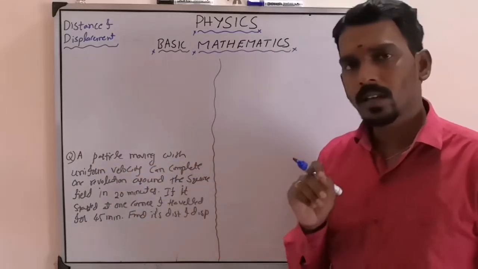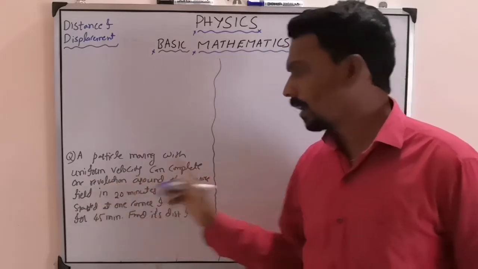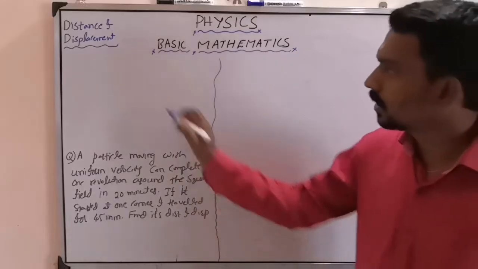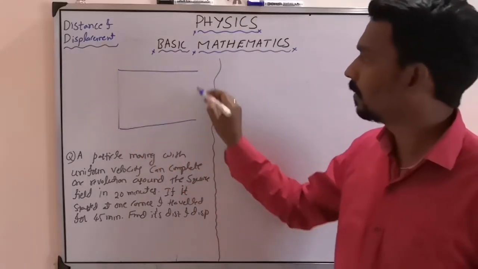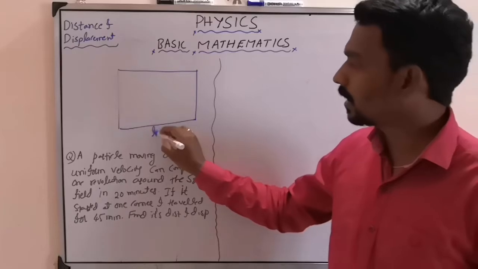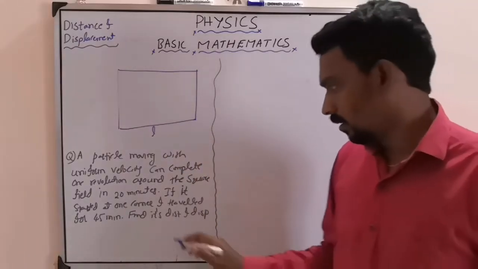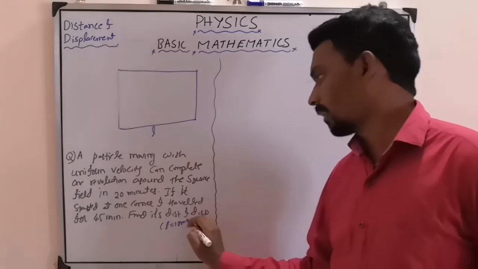A particle moving with uniform velocity can complete one revolution around the square field in 20 minutes. So there is one square field. Let's take the side length as L. Now, the L value I have not been given. Let's take L as 10 meter.